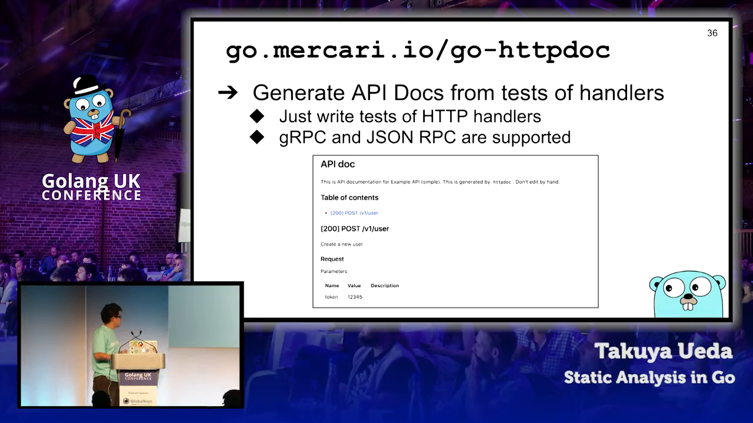GoHTTPDoc generates API documents automatically from this test code. Thanks to GoHTTPDoc, we no longer need to update API documents. GoHTTPDoc also supports gRPC and JSON-RPC.